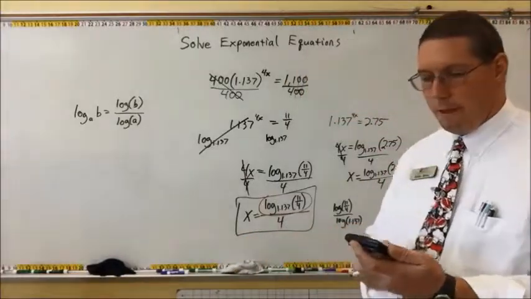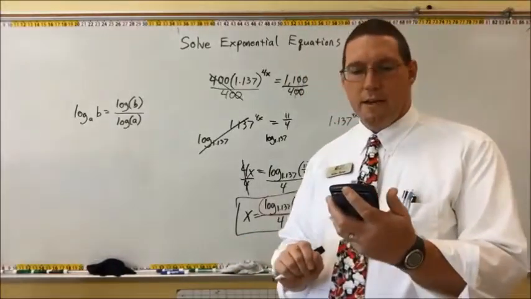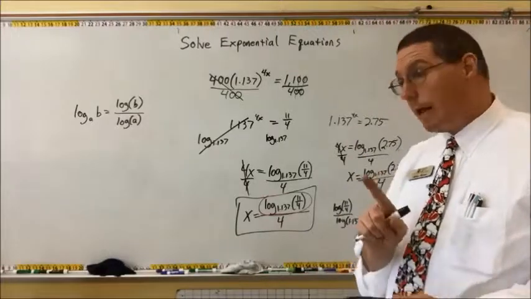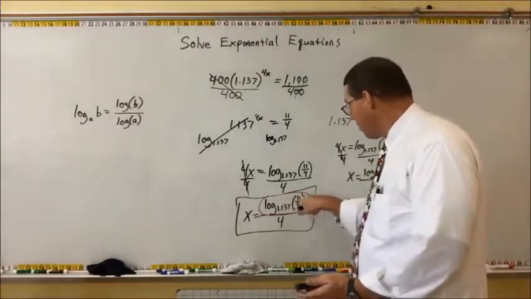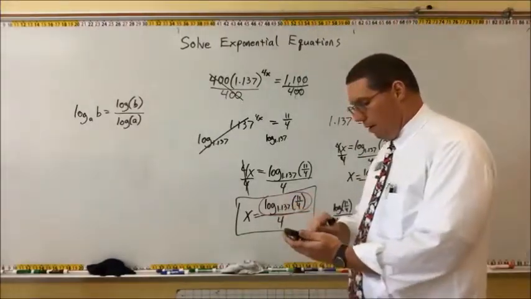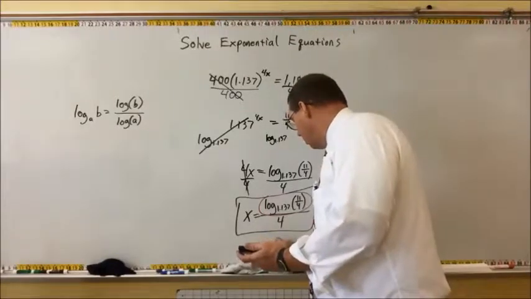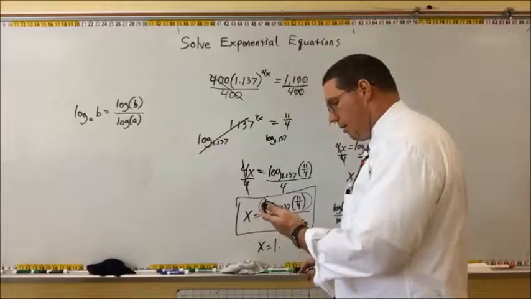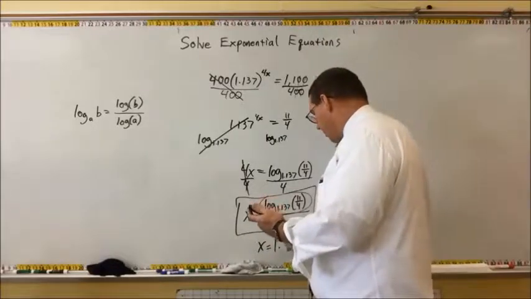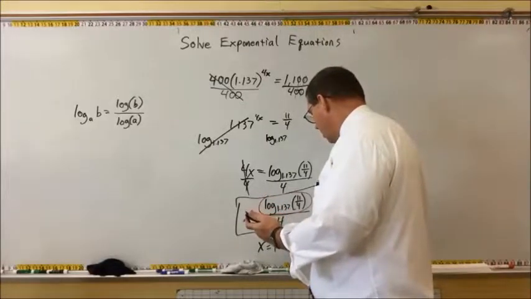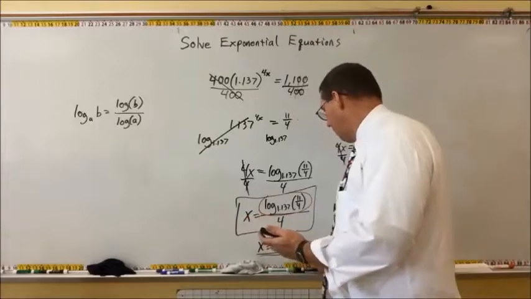Press enter, and I get 7.878928131. But I'm not done yet. That's this number. I have to divide by 4. Then I'll hit divided by 4, and x is now equal to 1.9697. And that is my final answer.